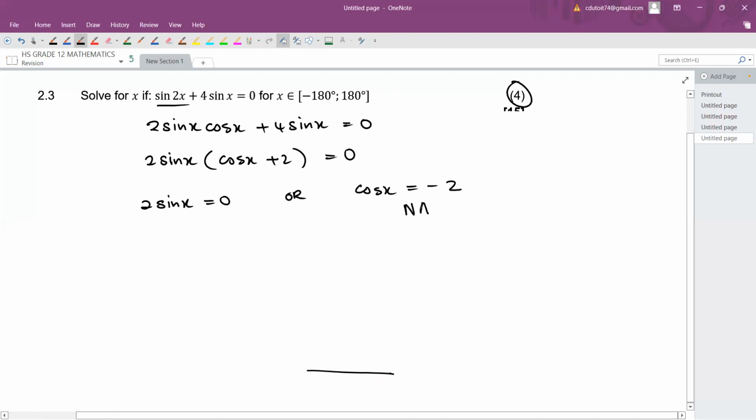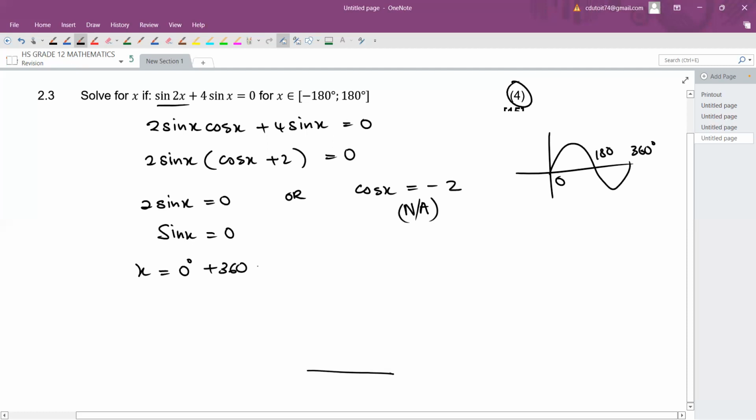This one is not applicable. Why? If you do shift cos negative 2, you get error. It can't be less than negative 1 or more than positive 1. So in this one, sin x equals 0. If you know what the sin graph looks like, you know exactly where it's 0. It's 0 degrees, 180 degrees, and 360 degrees. Shift sin 0 is just 0. So x is 0 degrees plus 360 times k, k element z. That's my first quadrant answer. Or x equals 180 minus 0, or just 180, plus 360 times k, k element z. Those are my two general solutions.